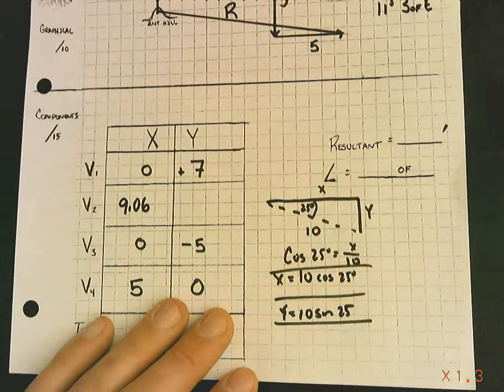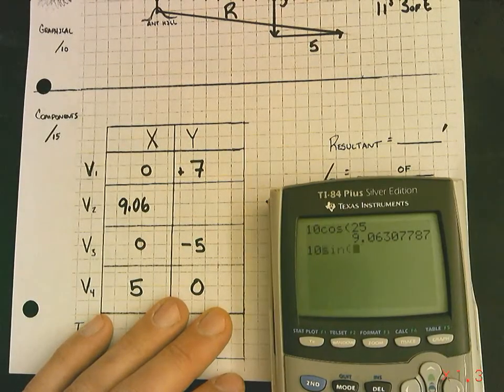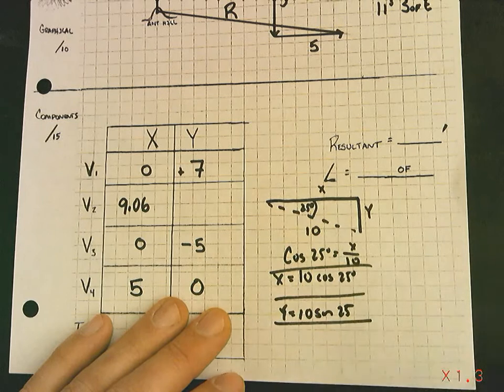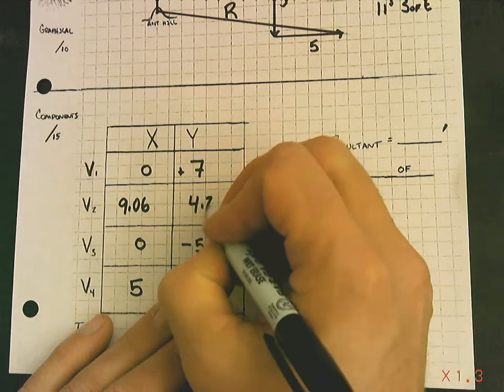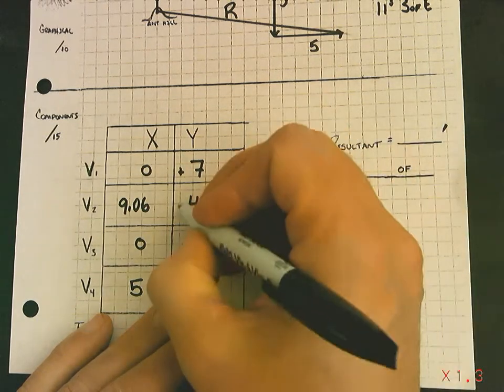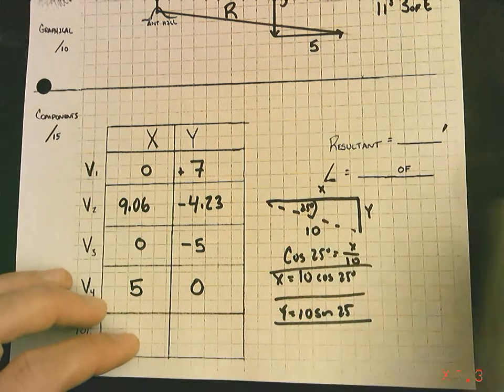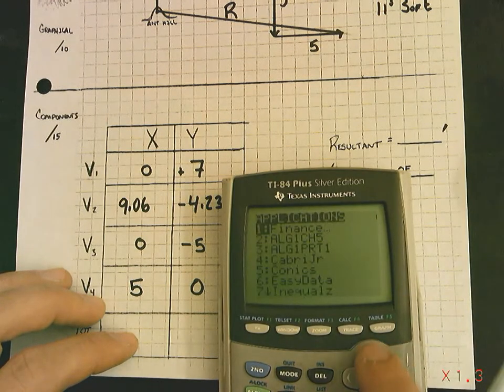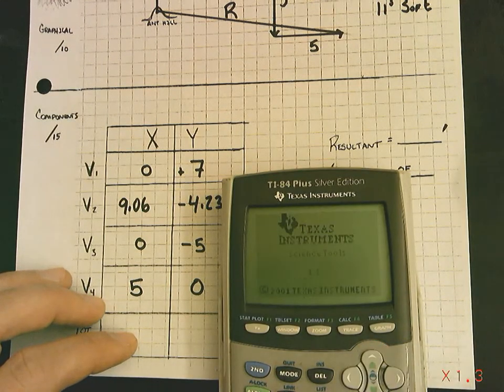That makes the y equal to 10 sine 25, or 4.23. And we're going down, so it's negative. Now I can check myself with the vector calculator, and I recommend doing that if you have a vector calculator.